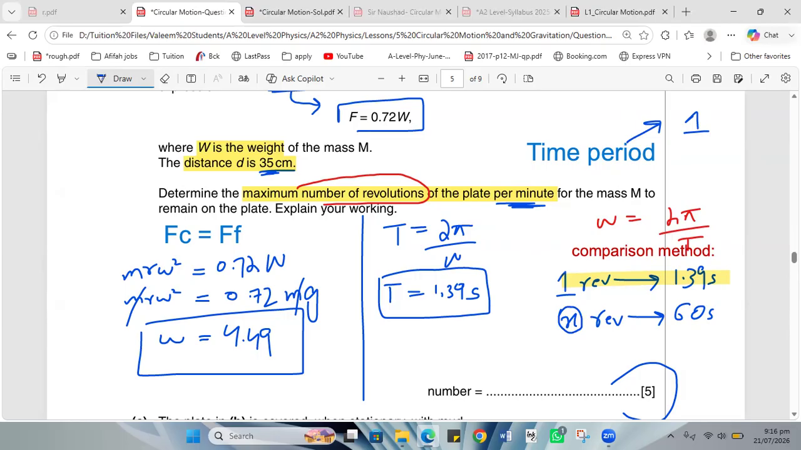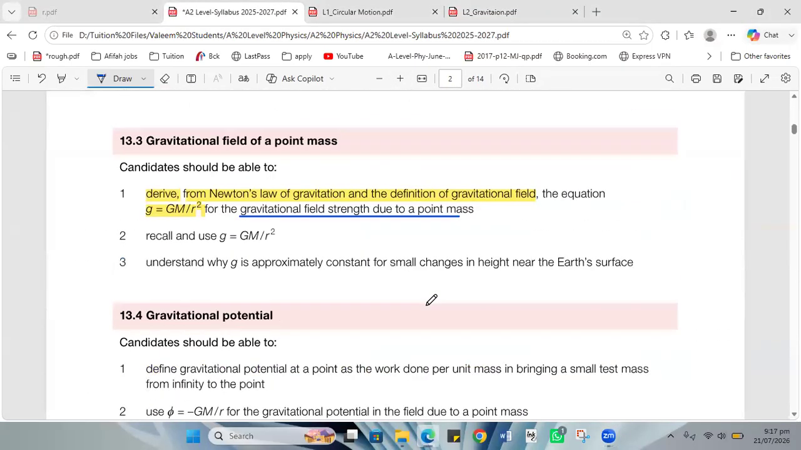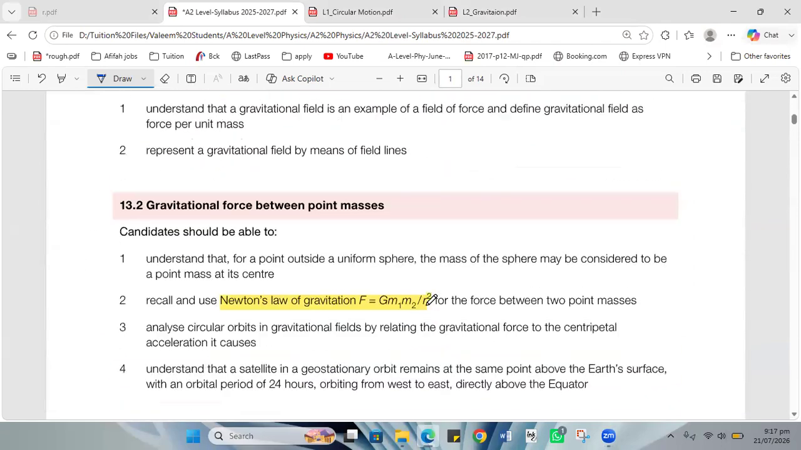That's it. That is your answer. You have 43 revolutions in 1 minute. That's your answer. Okay, so that is it. This was a little recap practice question on circular motion. After circular motion, we have gravitation, an important topic. It's also lengthier.